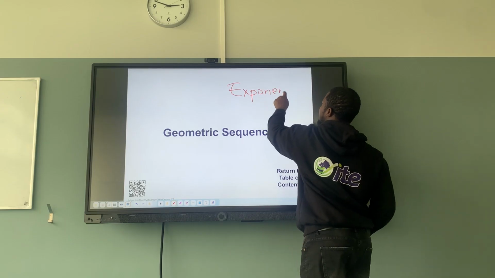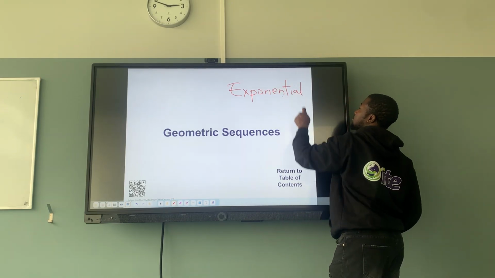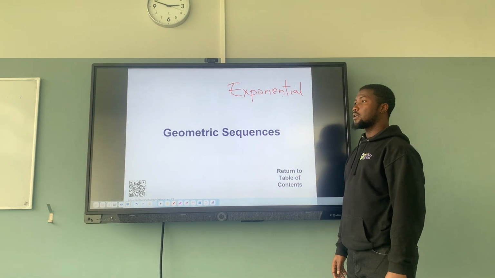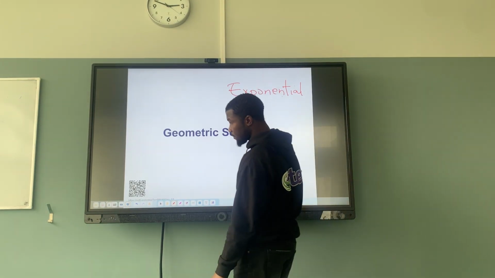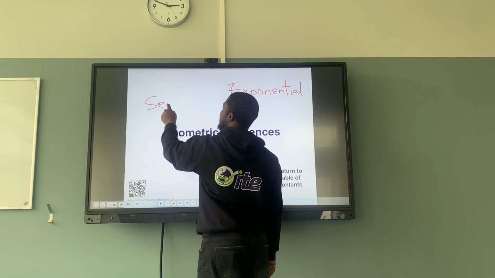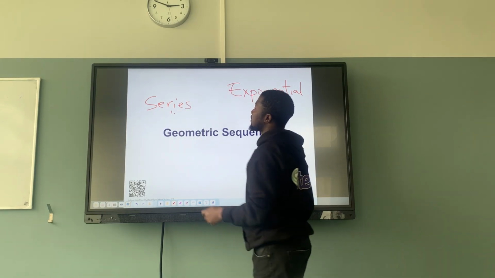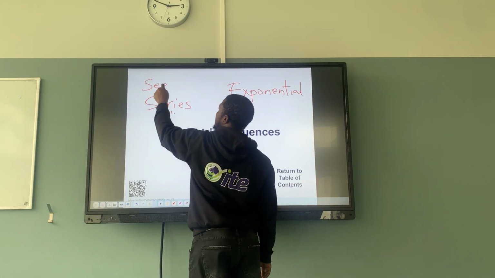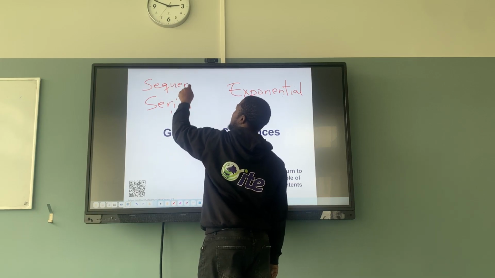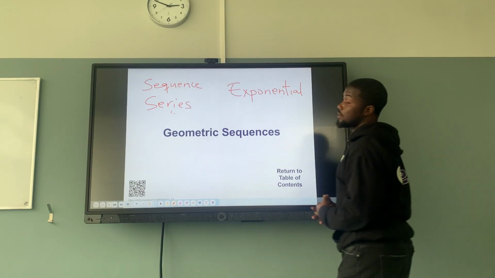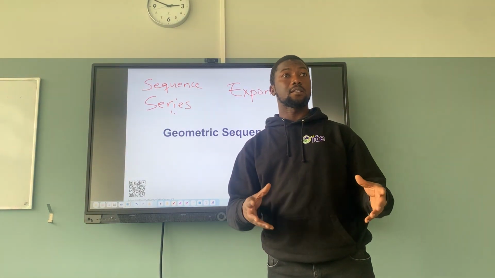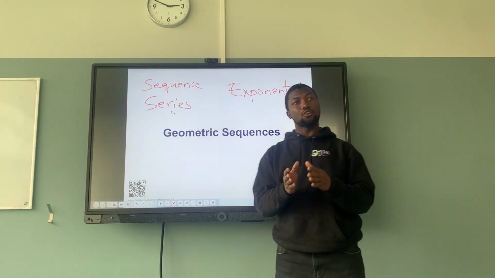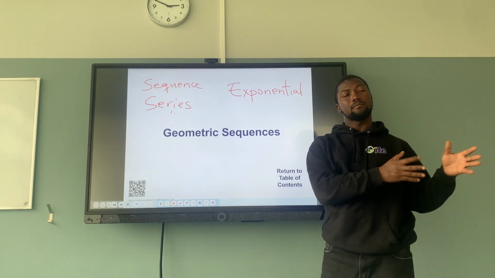Exponential sequence is another name for geometric sequences. I want to talk to you about the word series. We are not looking at it now, but I thought it's important for you to know what a series is. Like we talked about what is a sequence previously. We said a sequence is an arrangement of numbers or objects that follows a defined rule.